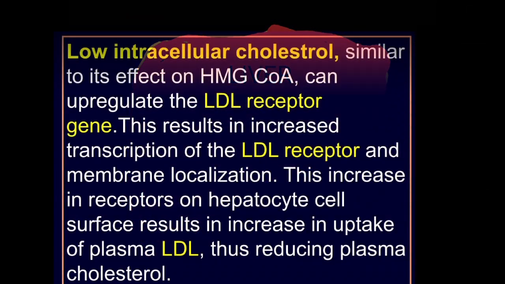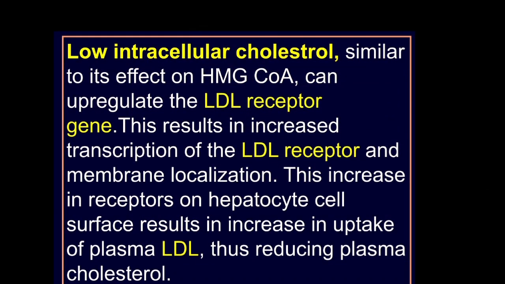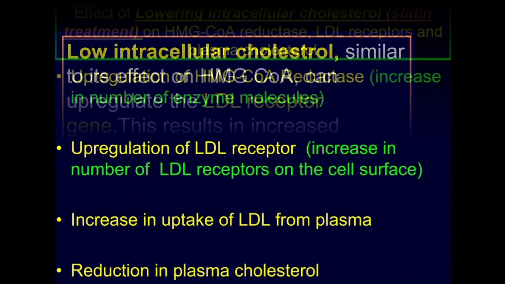Low intracellular cholesterol will increase the gene expression of the LDL receptor on the surface of hepatocytes. When there are more LDL receptors on the surface of hepatocytes, more LDL particles can be endocytosed from the plasma, thus reducing their concentration and eventually reducing the total amount of plasma cholesterol.